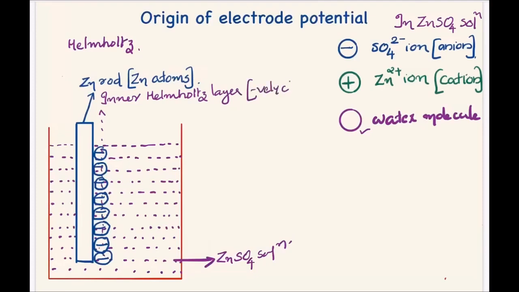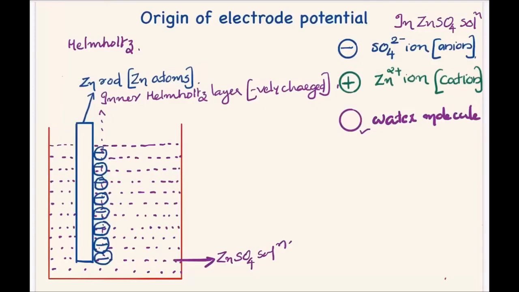And it is negatively charged. Now you got a layer of negatively charged particles. Obviously, that layer will have a tendency to absorb positively charged cations. So in the zinc sulfate solution, we can see we have positively charged zinc ions.